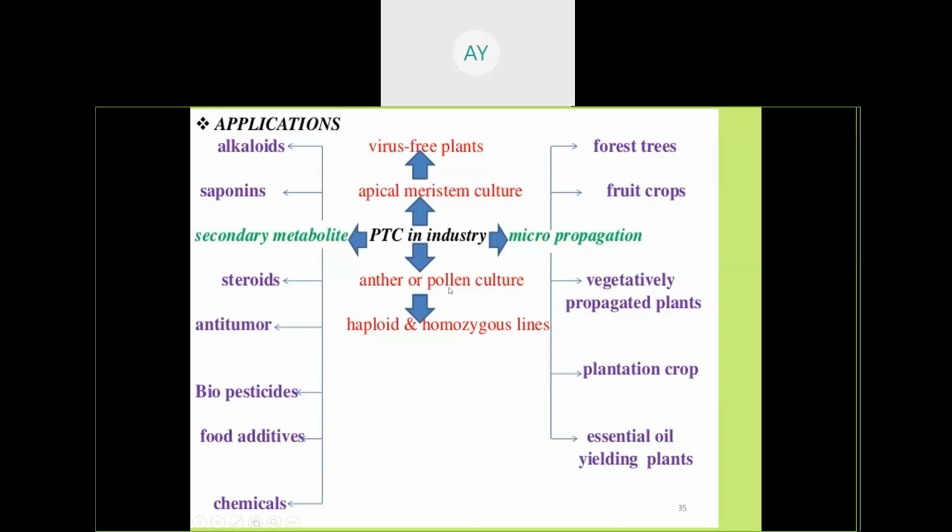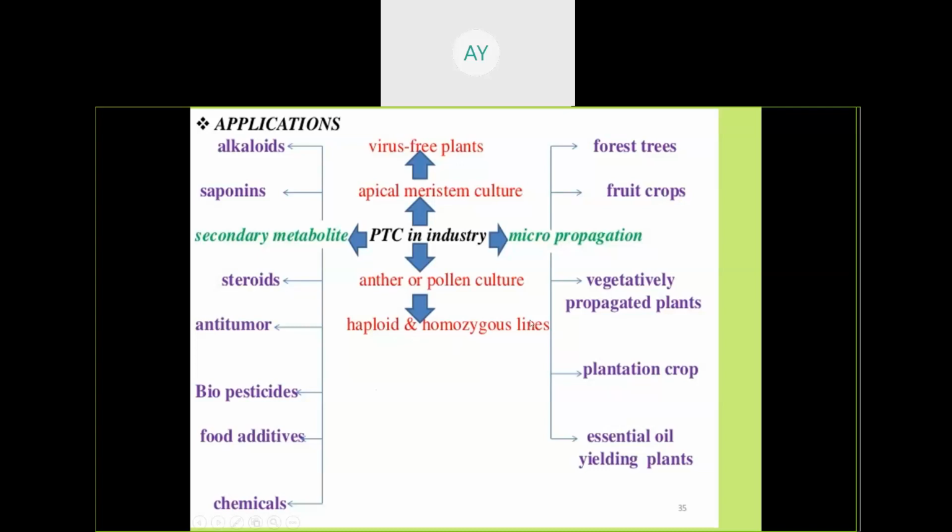How can you do this anther culture? It means you collect the anther of desired quality of a particular plant flower, and then we multiply that pollen grain inside the plant tissue culture media, and then we develop the plants. So that plant is haploid. And if we use colchicine, a chemical that will make diploidization, making haploid and haploid into 2n, then we get a homozygous line.